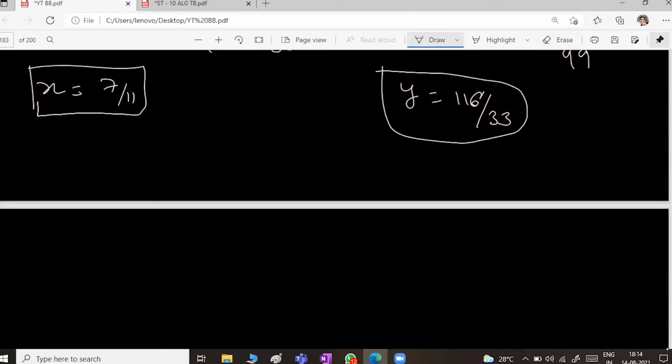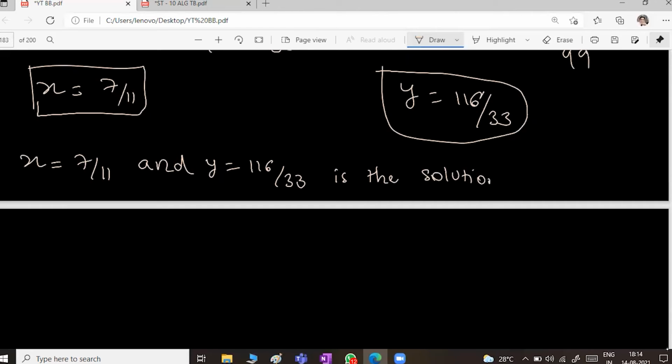I hope I am very clear. So you need to write the final answer. Don't forget that important part, that is x is equal to 7 upon 11 and y is equal to 116 upon 33 is the solution of the given simultaneous linear equations. Okay?